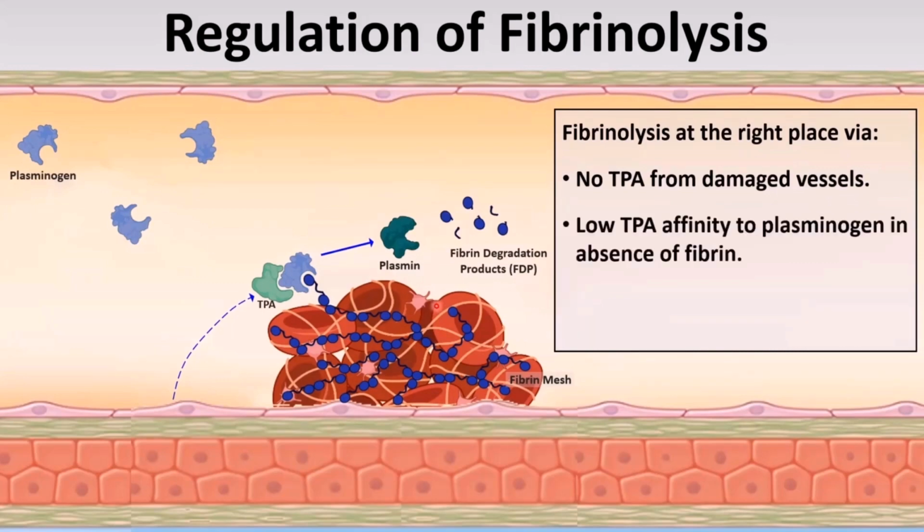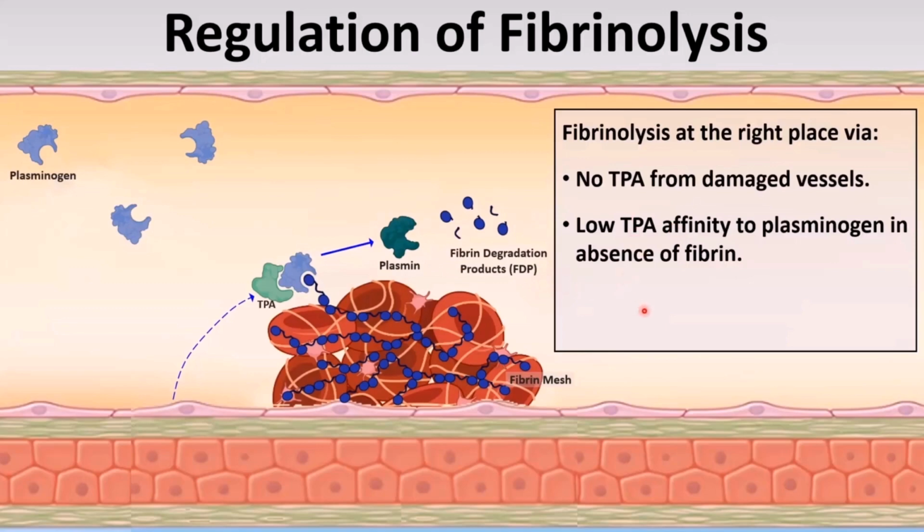The second mechanism by which plasmin is restricted only to the repaired wound is the fact that TPA can only activate plasminogen in the presence of fibrin. So what this means is that if you have TPA floating around, and it meets plasminogen without the presence of fibrin, it would not be able to activate the plasmin, and hence you won't have plasmin floating around trying to cleave all the clots even when the wound is not fully healed.